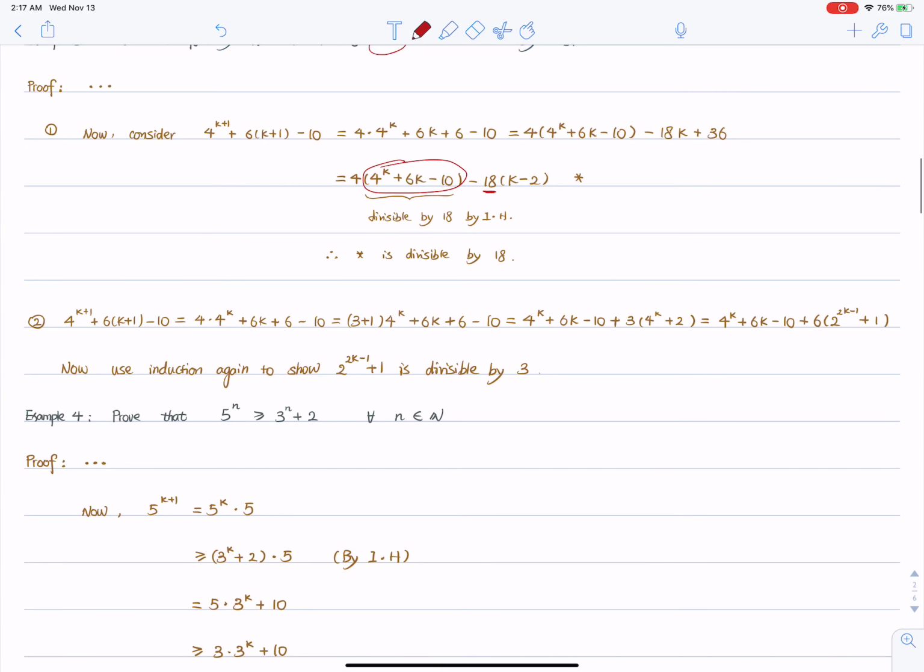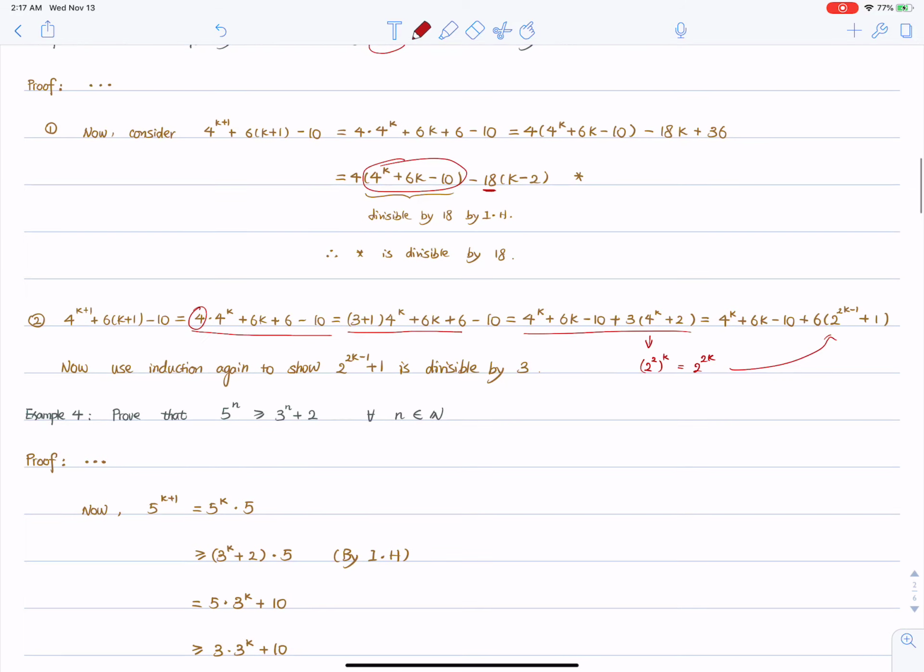The other way of doing this is, again, you just open it up, you'll get this. And notice that you can write 4 as 3 plus 1 here. Then this will give us 3 times 4 to the k plus 4 to the k plus 6k plus 6 minus 10. So you'll eventually reach this step. And notice that you can write 4 to the k as 2 to the power of 2 times k, which is 2 to the 2k. Okay, that's why we have this.